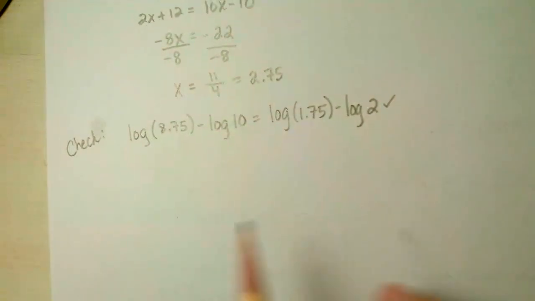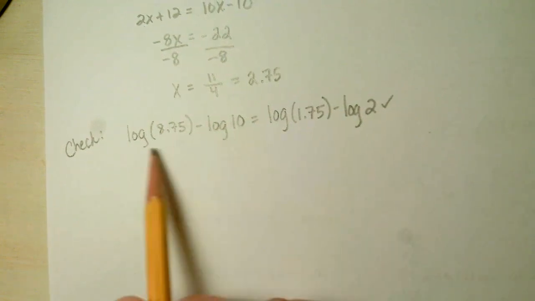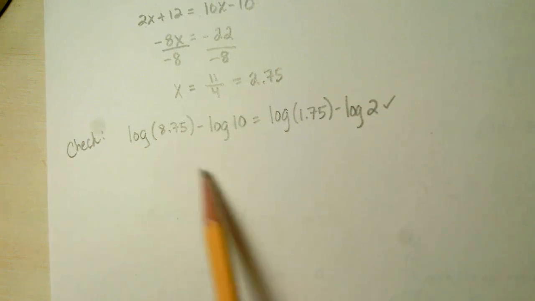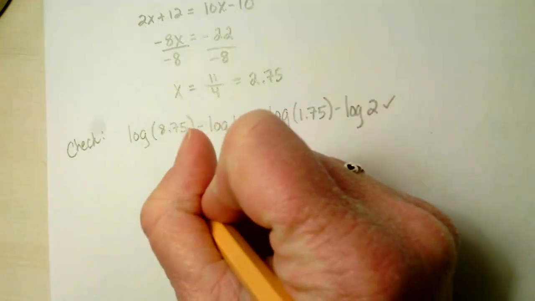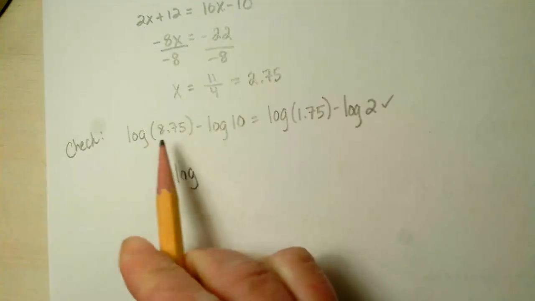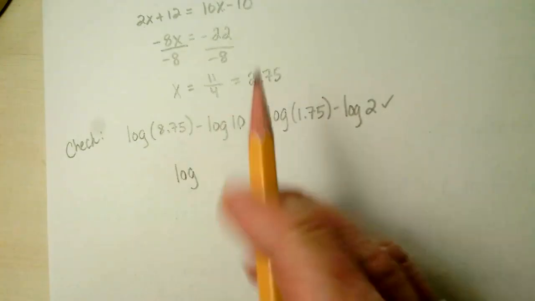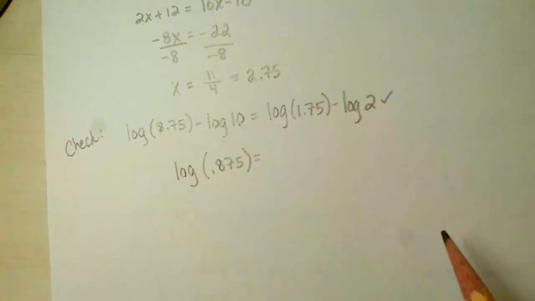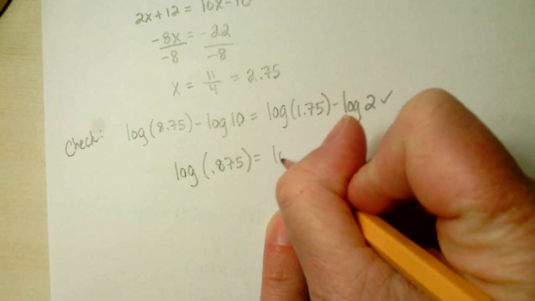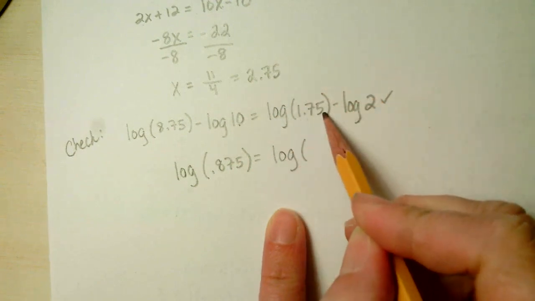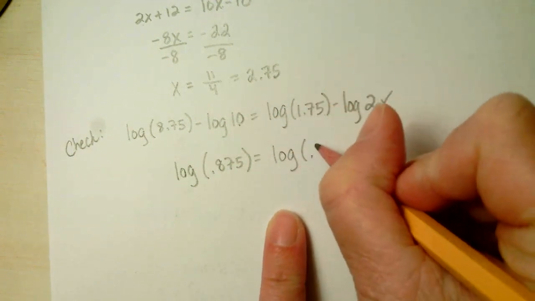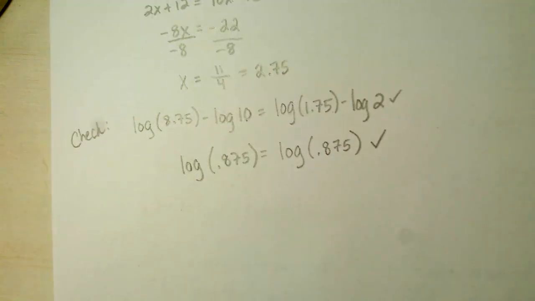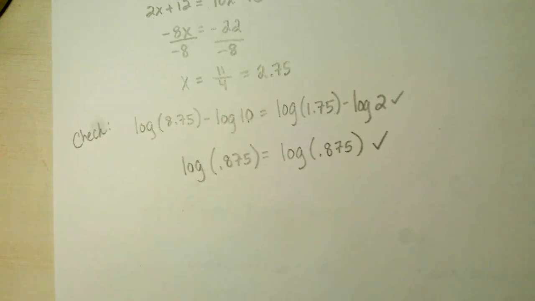Okay, this is not something that you can do in your head. Okay, you could use the quotient property and see that this would be equal to log of 8.75 divided by 10, which is 0.875. And 1.75 divided by 2 is also 0.875. Okay, so you could see by hand that they were equal like that, but I think a lot of us are much more comfortable with the calculator.